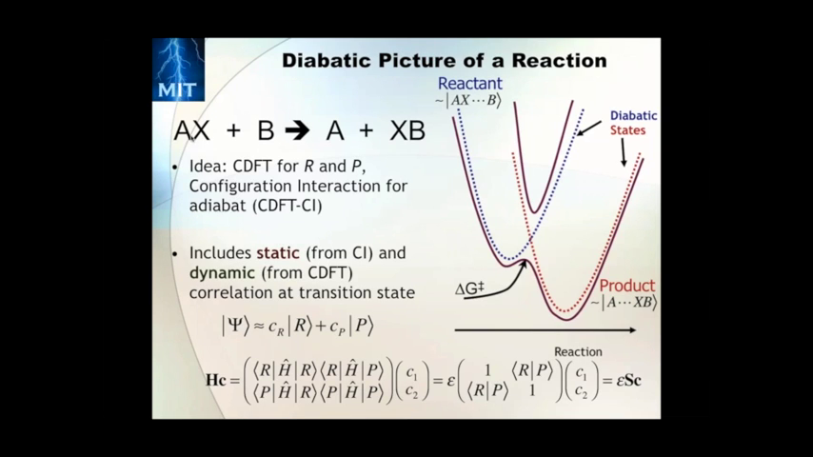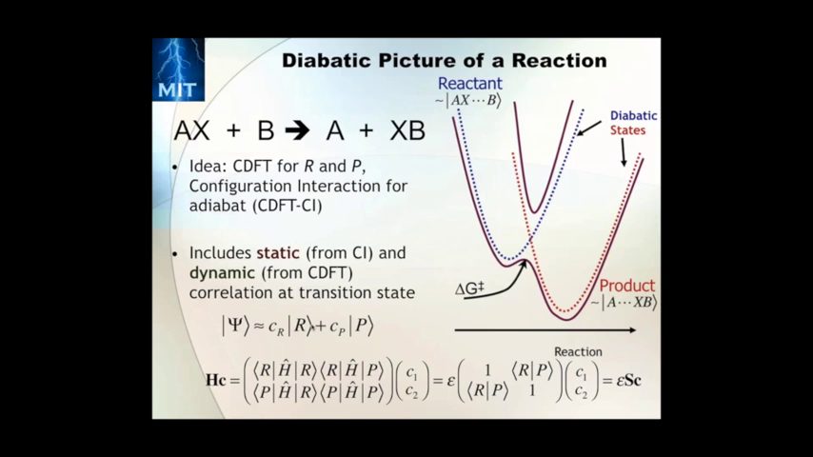So even a generic reaction like the famous AX plus B goes to A plus XB reaction. So you can extend these ideas if you just simply say, well, what if we take the reactant state, which is AX weakly interacting with B, and the product state, which is A weakly interacting with XB. We take those as our reactant and product states in CDFT. We build our little CI matrix, which involves those reactant and product states sandwiching around the Hamiltonian. And we solve that CI problem to get energies of states and also wave functions for them.